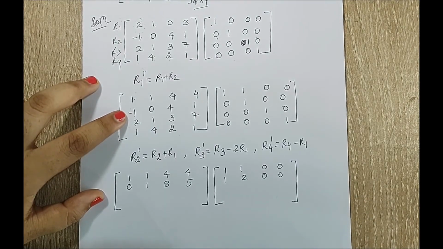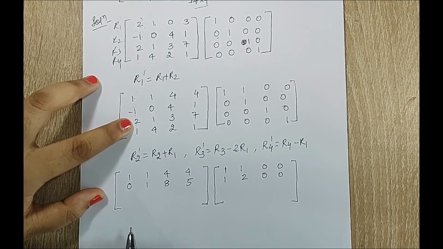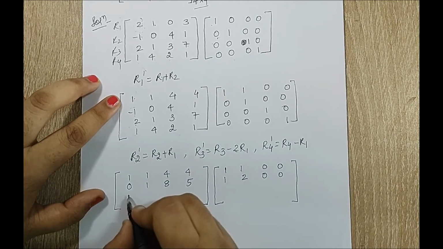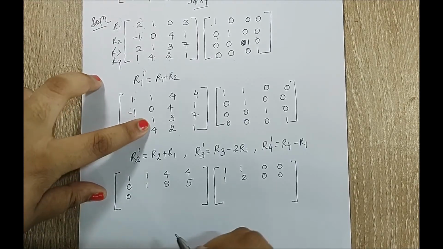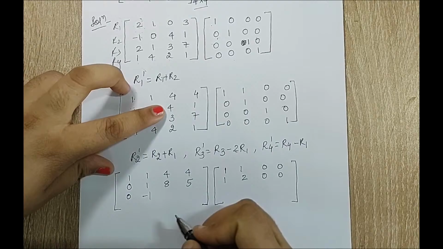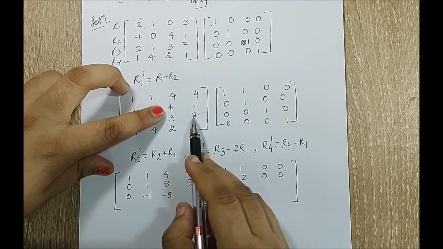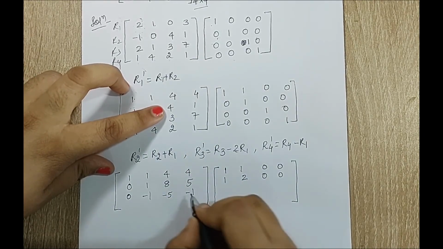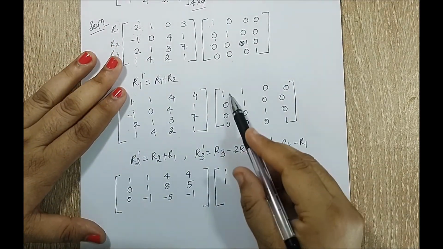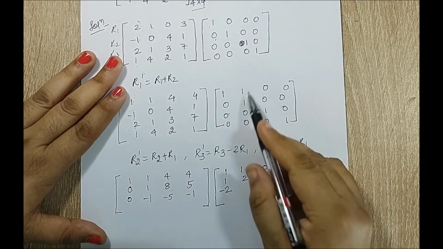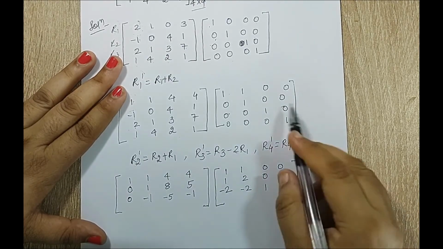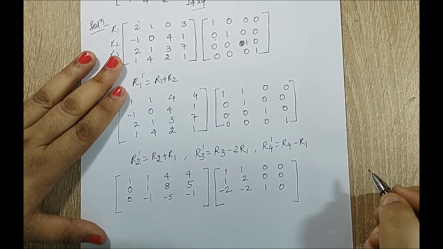Next I will write for this value, R3 dash. So it will be R3 minus twice R1. First value is 0. 1 minus 2 is minus 1. 3 minus 8 is minus 5. 7 minus 8 is minus 1. Next I have 0 minus 2, so minus 2. 0 minus 2 is minus 2. 1 minus 0 is 1. And this is simply 0.